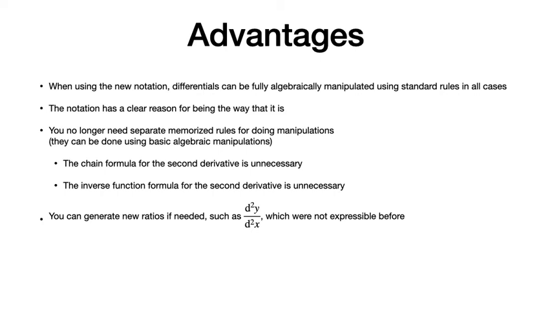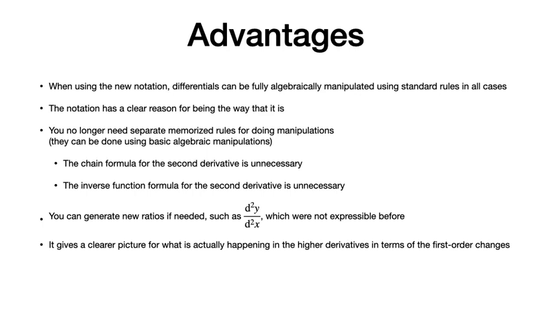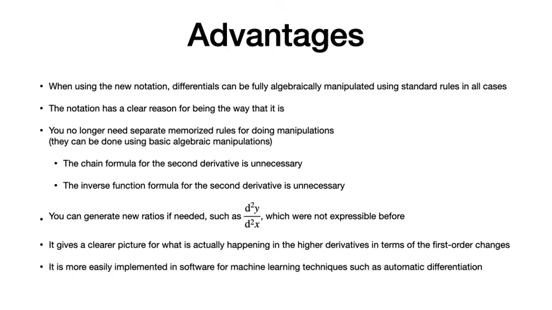And finally, this gives a clearer picture for what is actually happening in higher derivatives in terms of first order changes. I'm also told, I haven't looked into this a lot myself, but I have heard that in software-based automatic differentiation, which they use in some machine learning situations, this actually matches what people are already doing. So now the formula for the second derivative matches what people have found out that they have to do in automated differentiation.